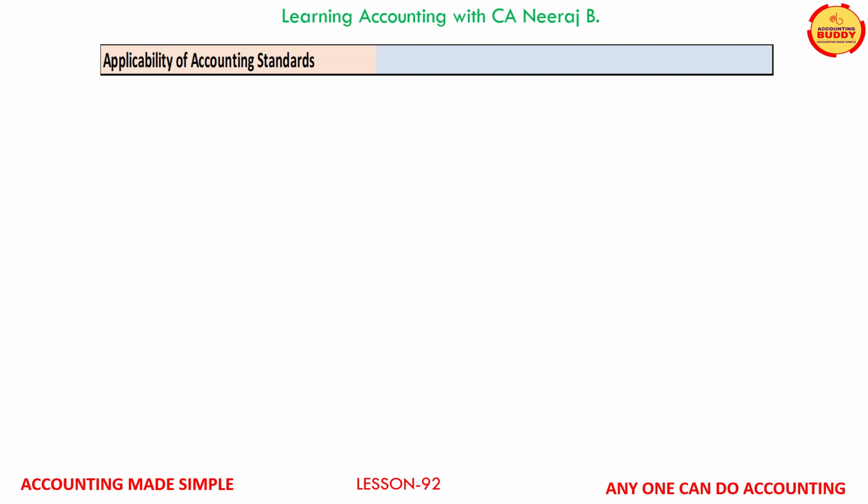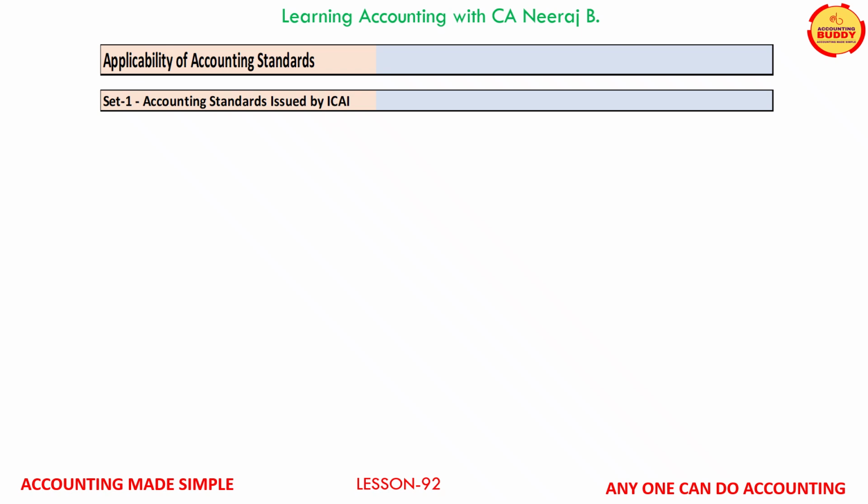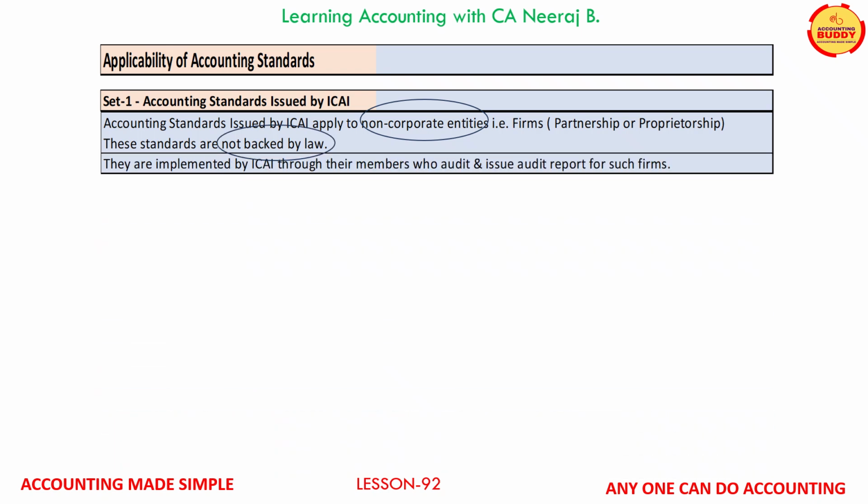Let us understand their respective applicability. Number one, accounting standards issued by the Institute of Chartered Accountants of India. Accounting standards issued by ICAI apply to non-corporate entities. These standards are not backed by law. They are implemented by ICAI through their members who audit and issue audit report for such firms.